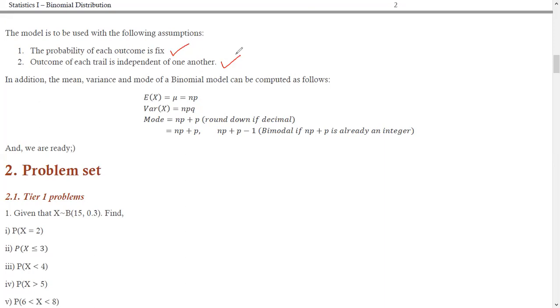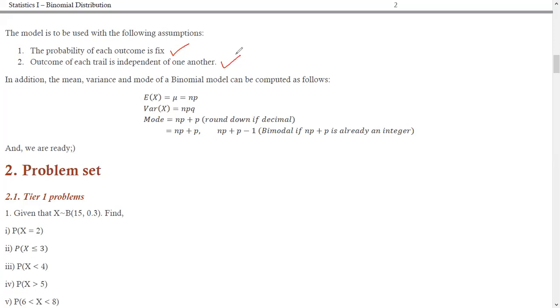Just to summarize, when can we use the model? We can use the model for situations whereby there are n number of times I conduct something, and each time I conduct that thing, it must only have 2 outcomes. If this is the scenario that we have, then we can apply the binomial model. On top of that, when we apply this model, we are making 2 assumptions. The first assumption is that the probability of each outcome must be fixed. It can never change, meaning the P value and the Q value must be fixed. The other assumption is that the outcome of each trial must be independent of one another.